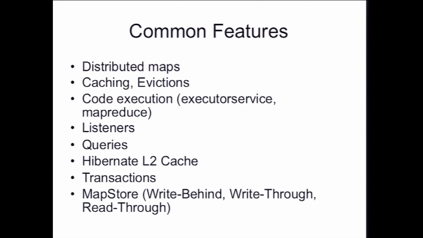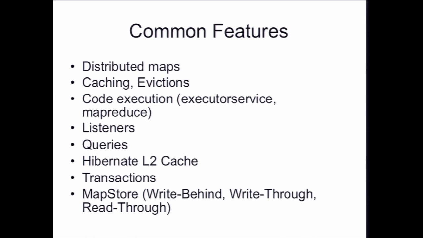Common features of data grids: most of them do have, of course, distributed maps, distributed hash tables, and most of them can do caching, right, with the evictions, with the eviction policies. Your entries can expire at some time.